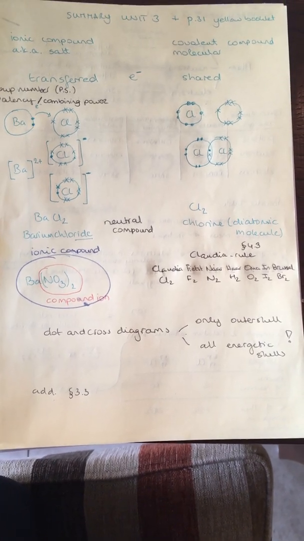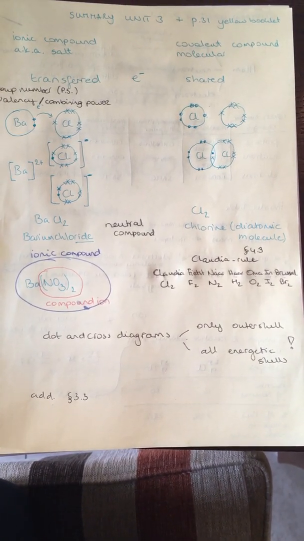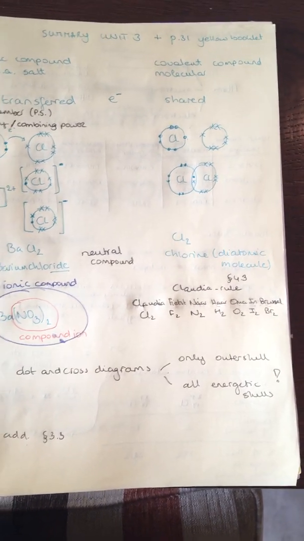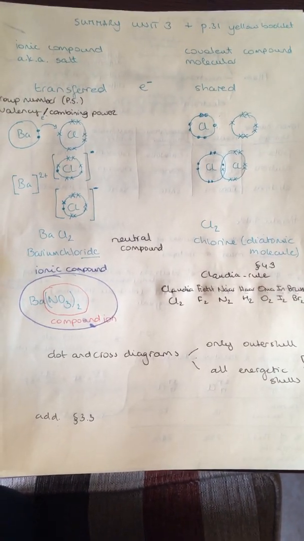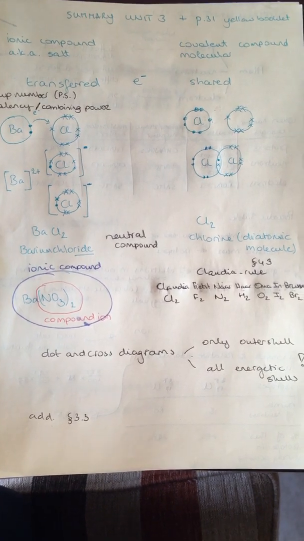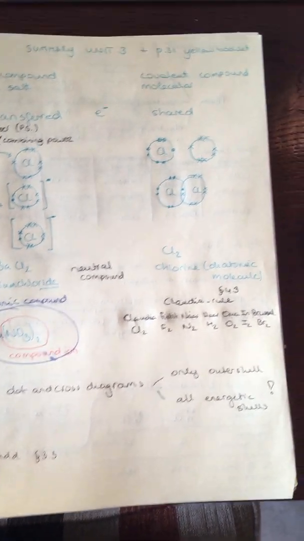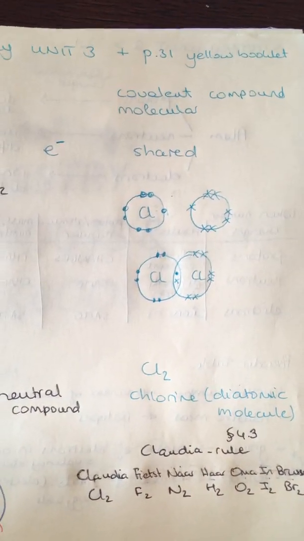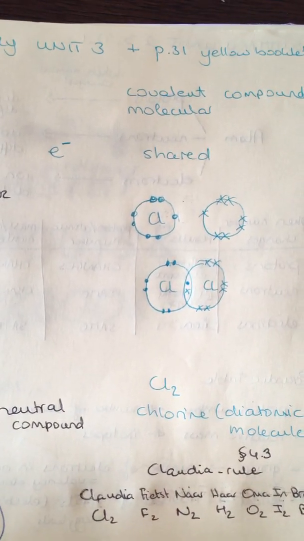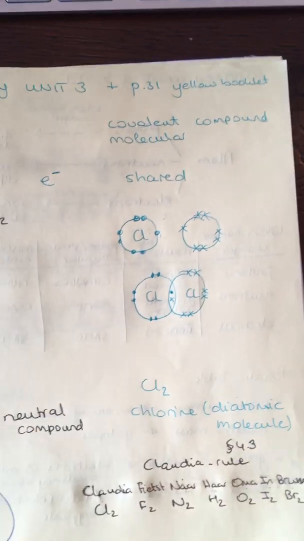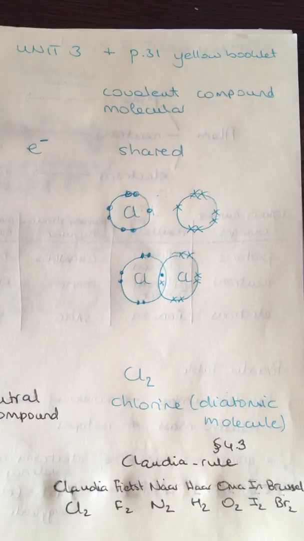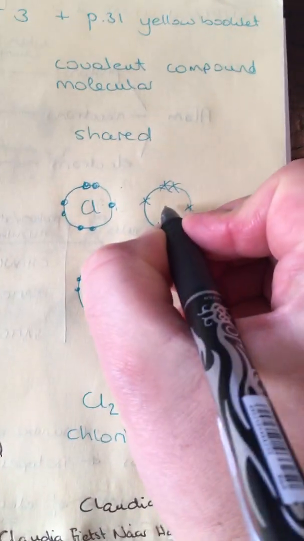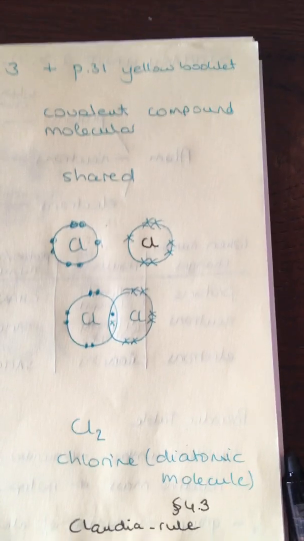In this second part of the summary of Unit 3, I'm going to zoom in on covalent bonding, also known as molecular compounds. And I'm going to use the example of chlorine. From the first part of the video, you know that chlorine has got 7 electrons in the outer shell because it's in group 7. And I see I forgot the Cl there.